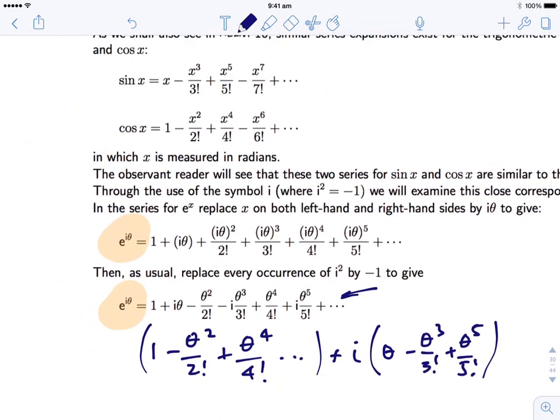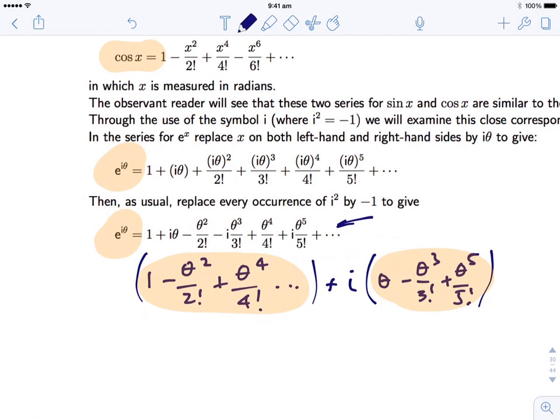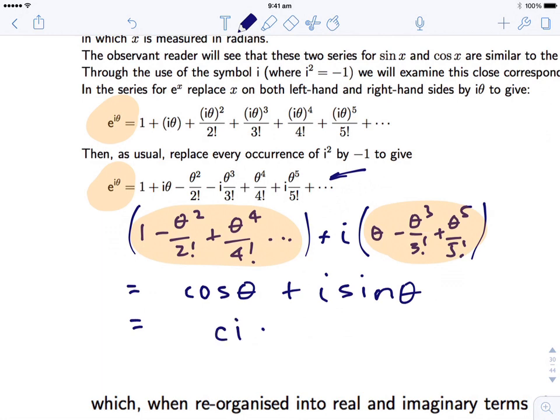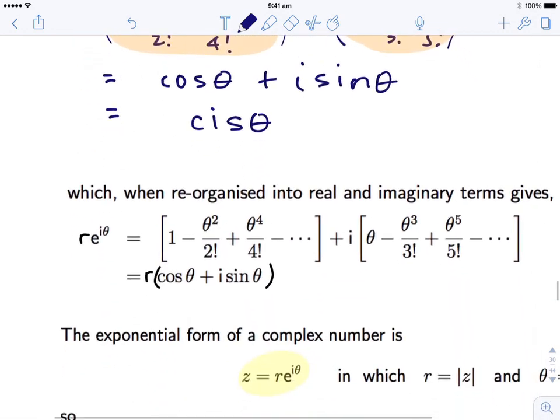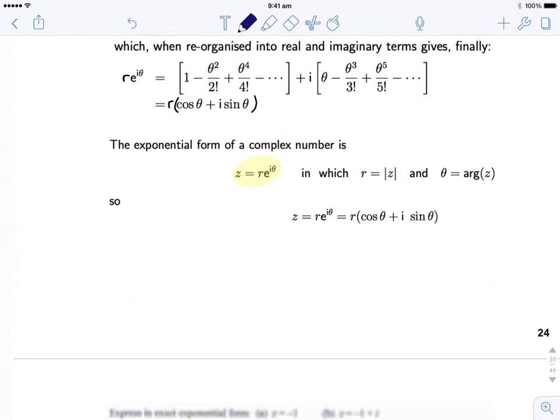Now if you look back at what I had written just above here, you will see that this part here corresponds to the series expansion for cos of x, or in this case cos of theta. This part here corresponds to the series expansion for sine of theta. So what have we got? In writing it this way, we've got cos of theta plus i sine theta, which we know is just cis theta.